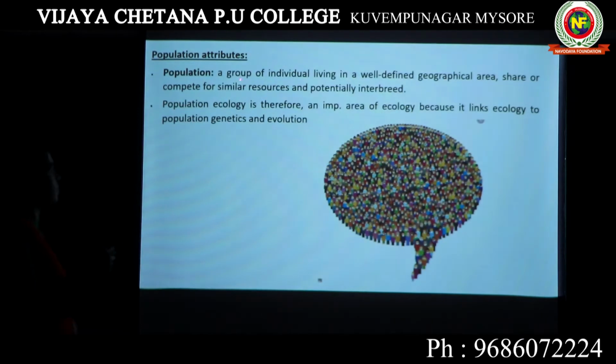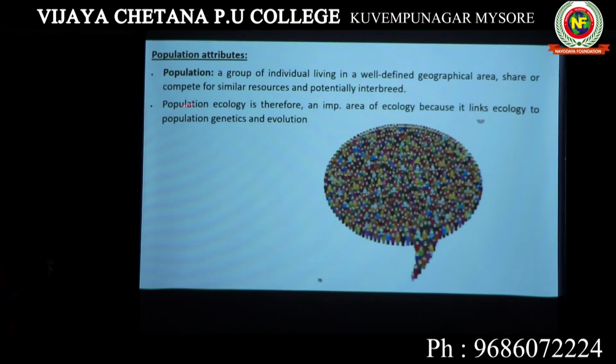Okay, let's read it again. A group of individuals living in a well-defined geographical area share or compete for similar resources, and potentially they interbreed. Interbreed means they mate and produce offspring.